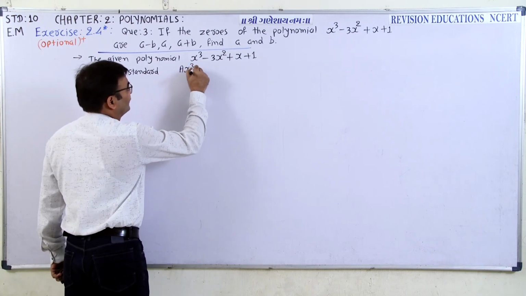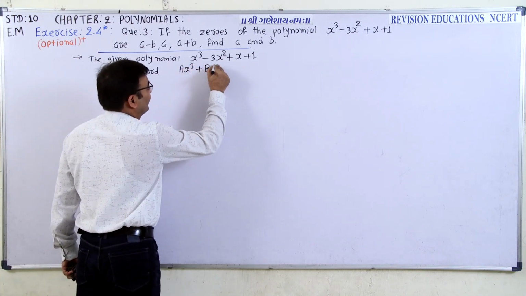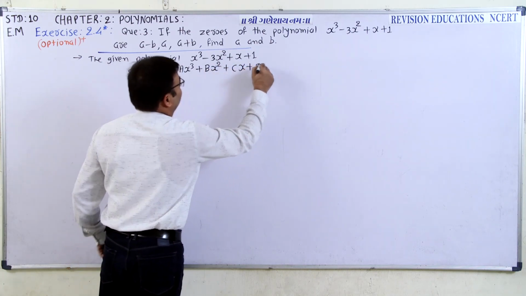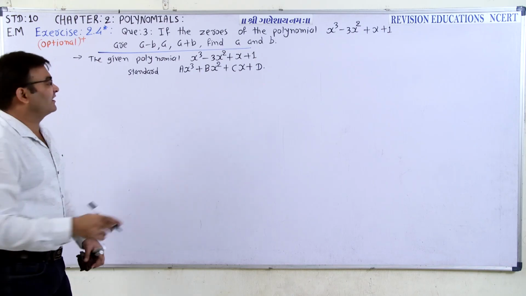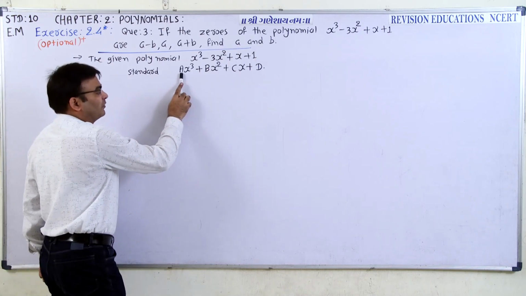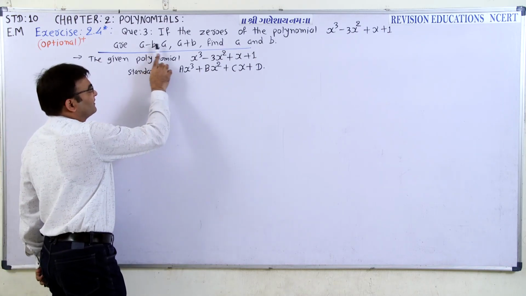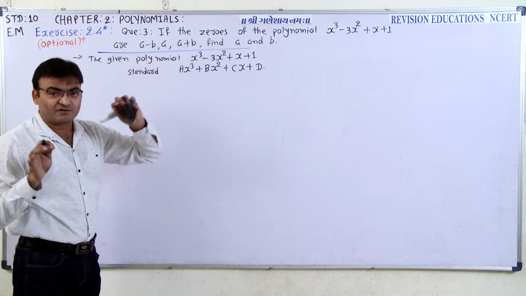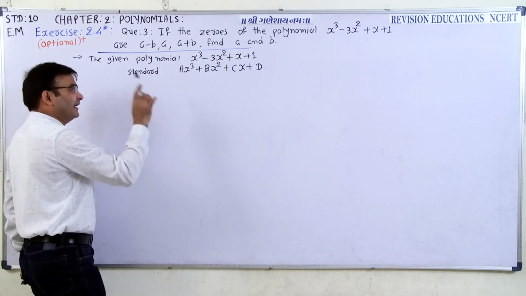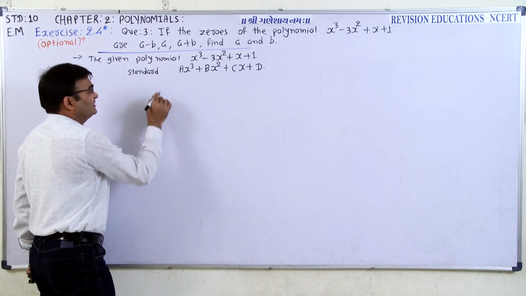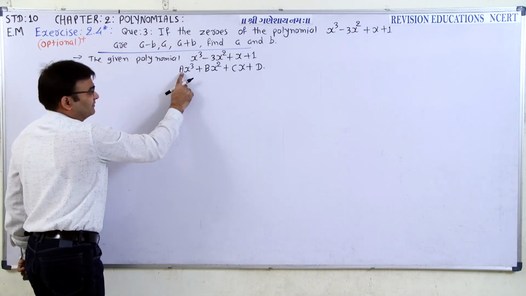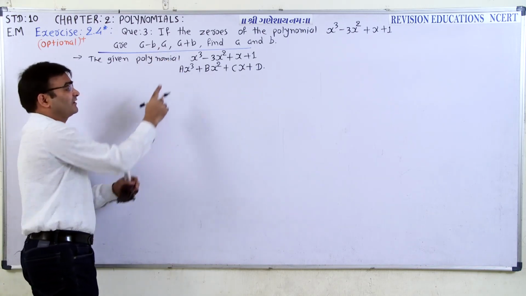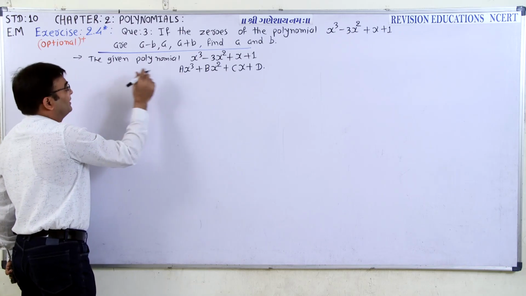Standard form: capital A x cube plus capital B x square plus capital C x plus capital D. Why do we take capital coefficients? Because in the sum we have to find the small a and b, and in the standard form small a would also appear, so both would get mixed up. That is why we have taken capital A.